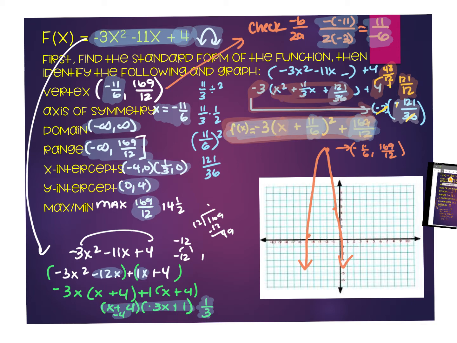And then my max is 169/12. You're going to tell me, is it a max or a min? And then you're going to give me the k value there. Then you go to your graph. 169/12 was like, what, 14.5. It's off my graph, so I just went up above my graph. I plotted the point. I labeled it as negative 11/6 and 169/12, and then I drew my graph.